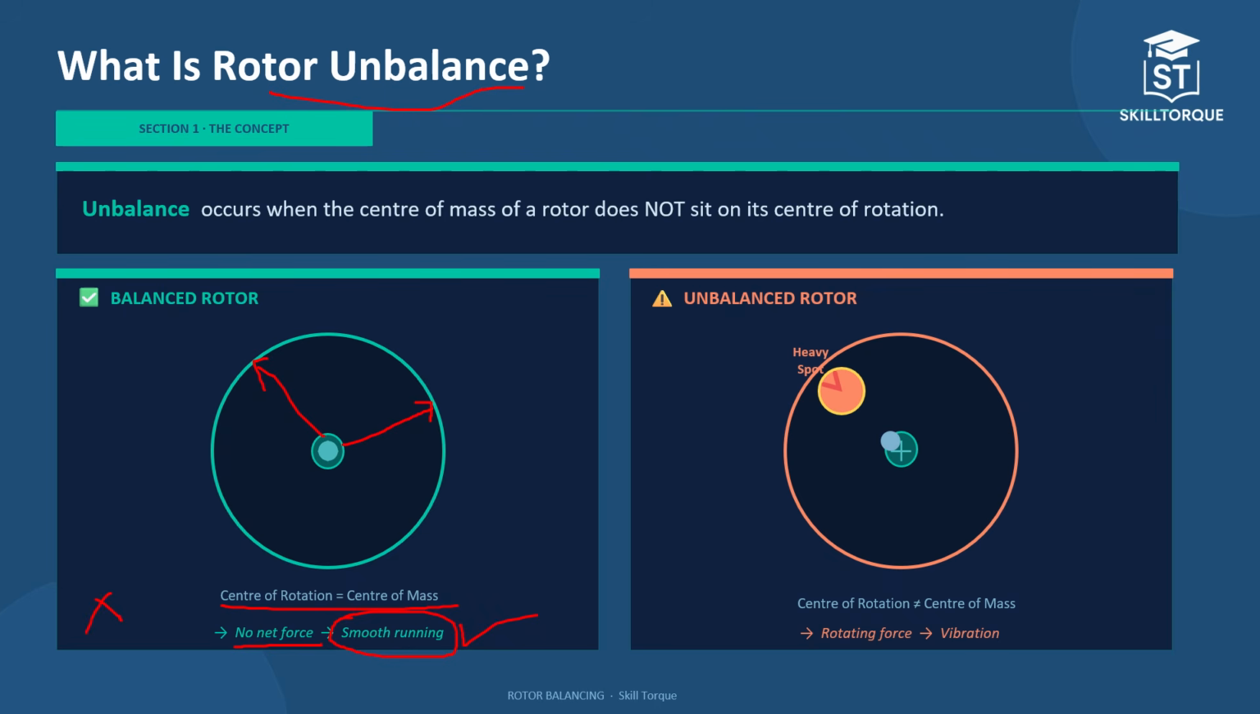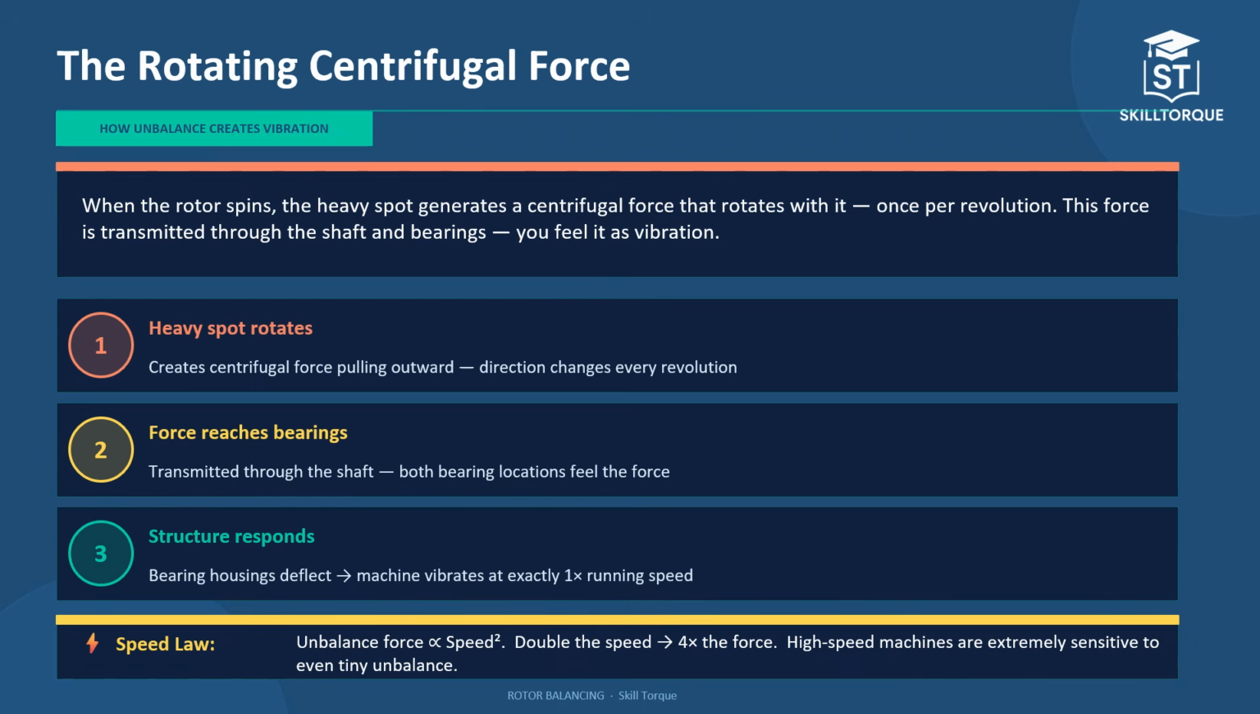Now let's do one thing. Move that center of mass just slightly off the rotation axis, let's say by a fraction of a millimeter or a few microns. So now what will happen? When the rotor spins, the heavy spot generates a centrifugal force, of course, right? That rotates with it, pulling once per revolution, or you can say each revolution. That rotating force is transmitted through the shaft into the bearings, then into the machine structure, and after that we feel it as vibration.